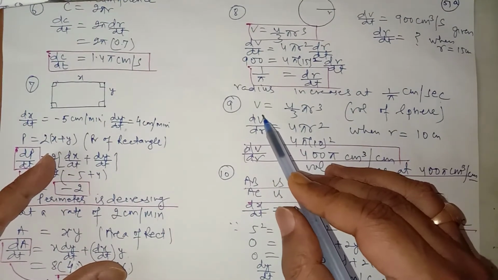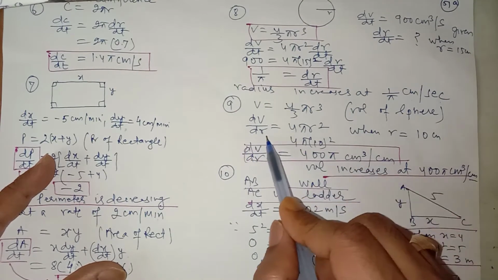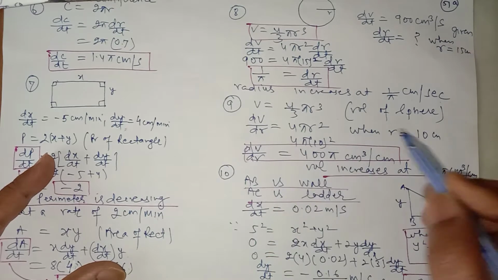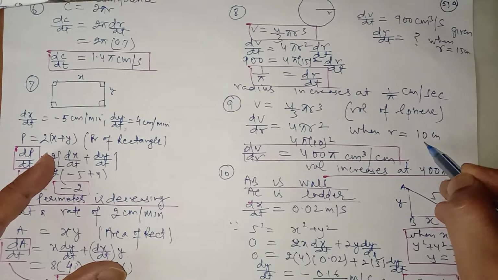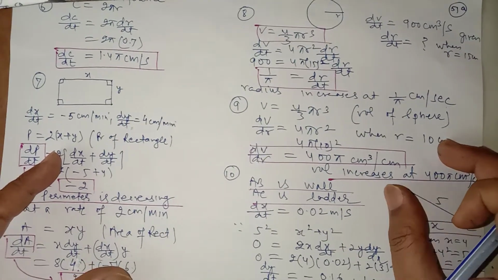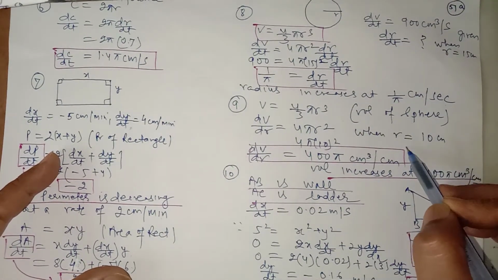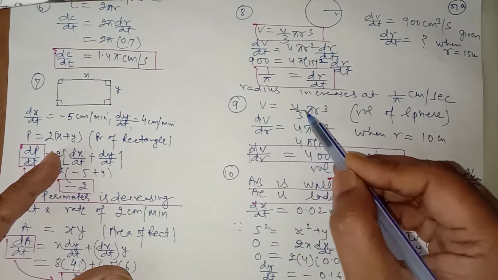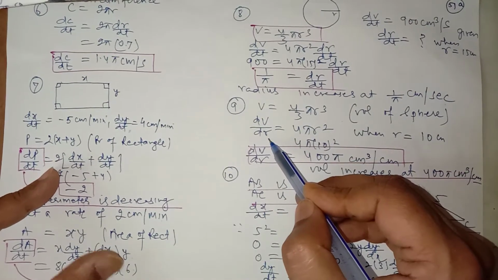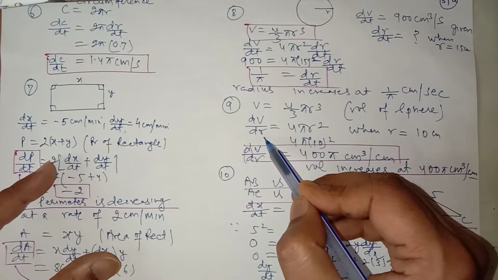Now in question number 9, you have to find the rate of change of volume of the sphere when the radius of the sphere is 10 and there is a variable radius. So it means here you have to differentiate with respect to the radius of the sphere. So v is equal to 4 upon 3 pi r cube. So dv upon dr, we are differentiating with respect to r because in this question it is given that there is a change in the radius.